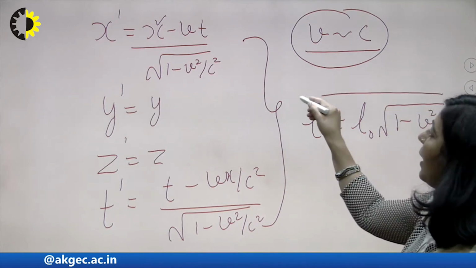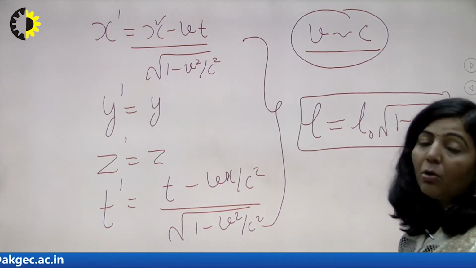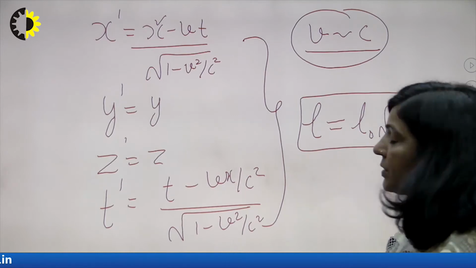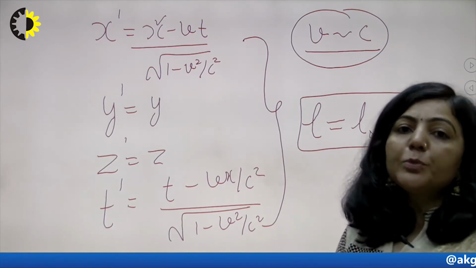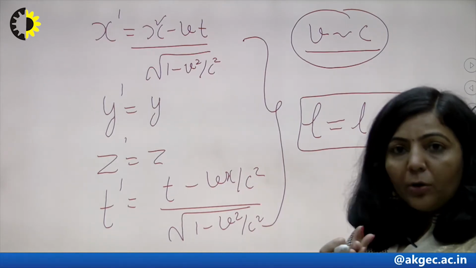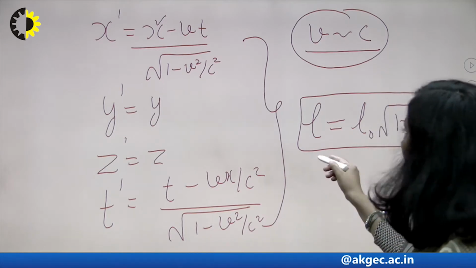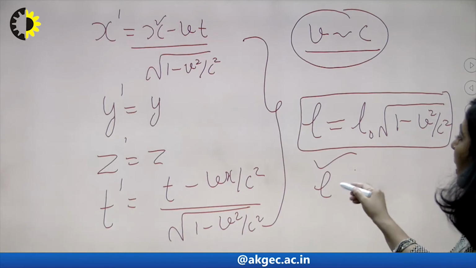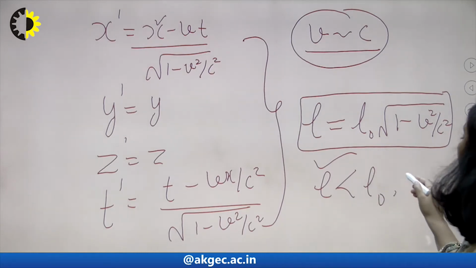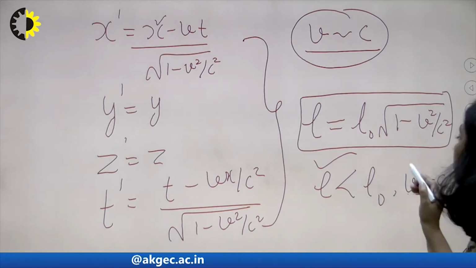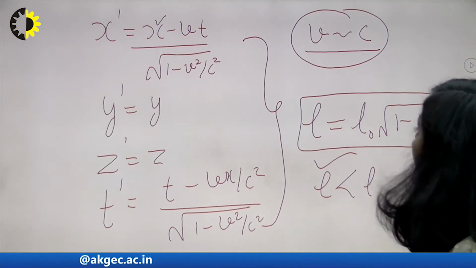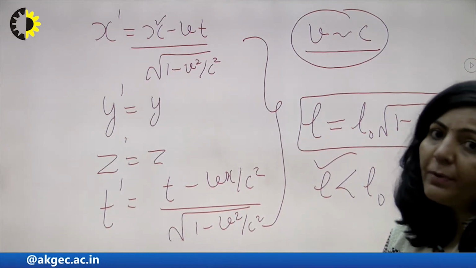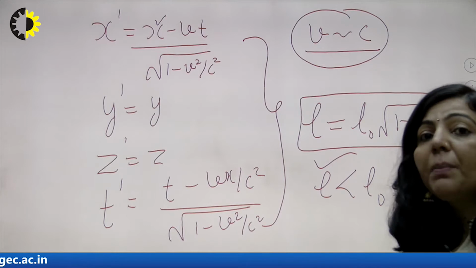It means if L0 is the original length, or the length of the object when the object is at rest, then for a stationary observer the length of that object along the direction of motion is L0√(1 - v²/c²). So L is always less than L0 if v is comparable to c. That is a very important aspect of relativistic mechanics: length is affected by motion.